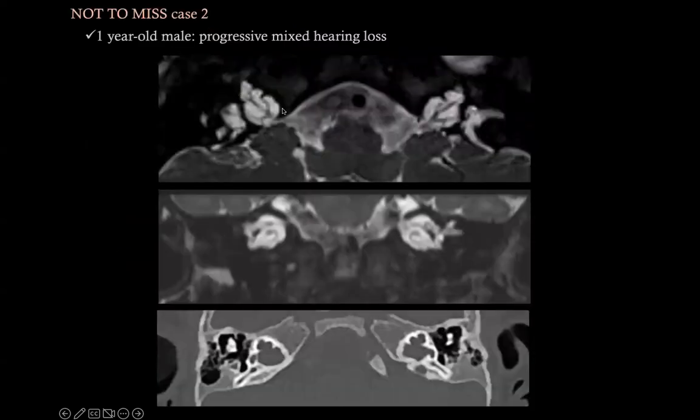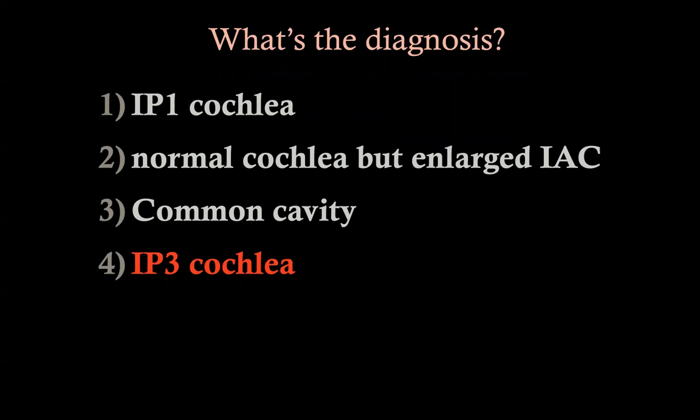So remember, large internal auditory canal, interscalar septum present, but the rest is empty. The child is a male and is deaf, progressively deaf. This is called incomplete partition type 3.